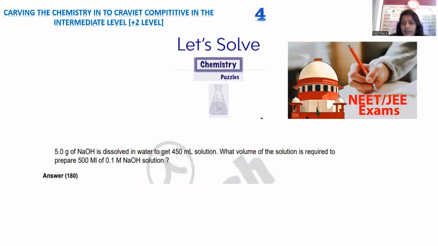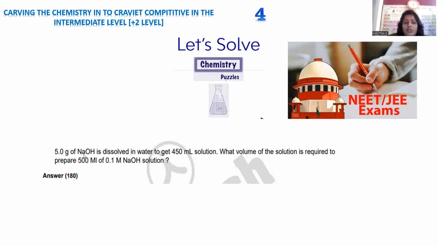Let's move on to question number 4. This question is from analytical chemistry, where you operate solutions in the laboratory, volumetric titrations like that. This kind of question will be very helpful. It will be the analytical part. 5 grams of sodium hydroxide is dissolved in water, and the resulting solution is 450 ml. What volume of solution is required to prepare 500 ml of 0.1 molar sodium hydroxide solution?